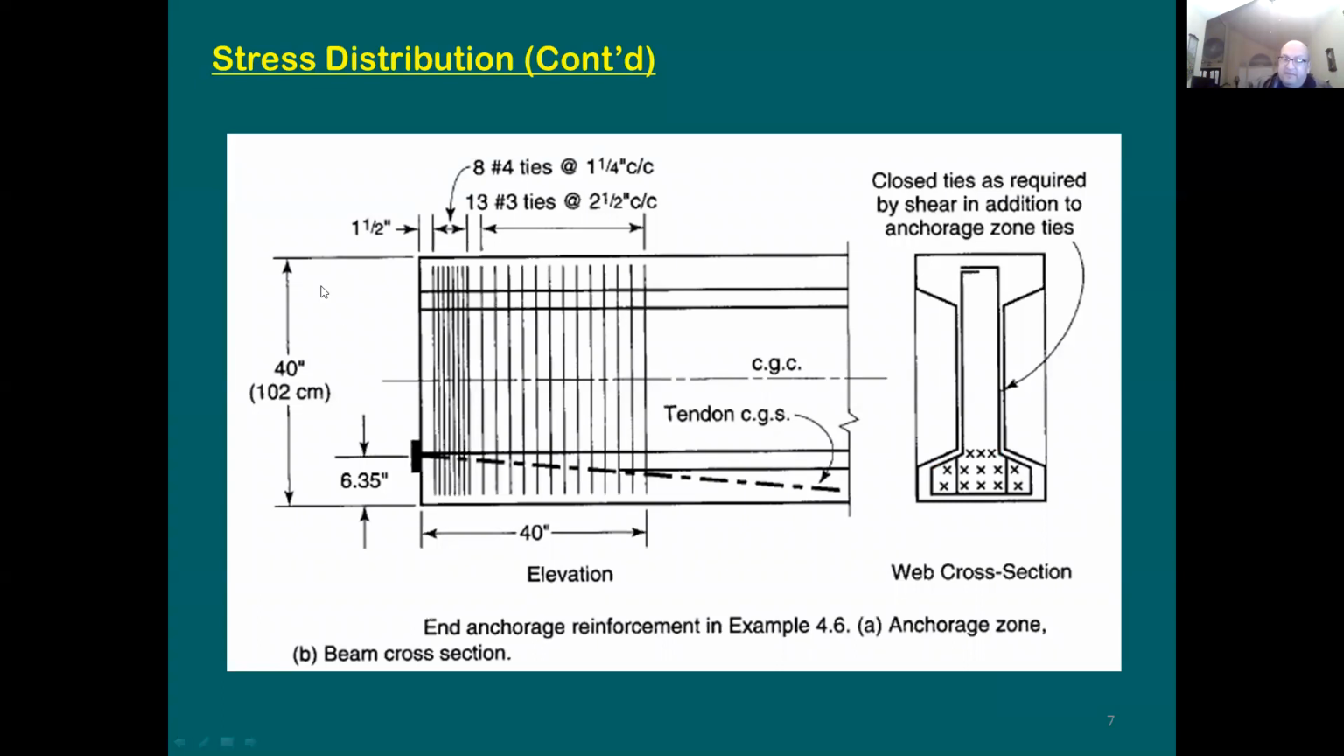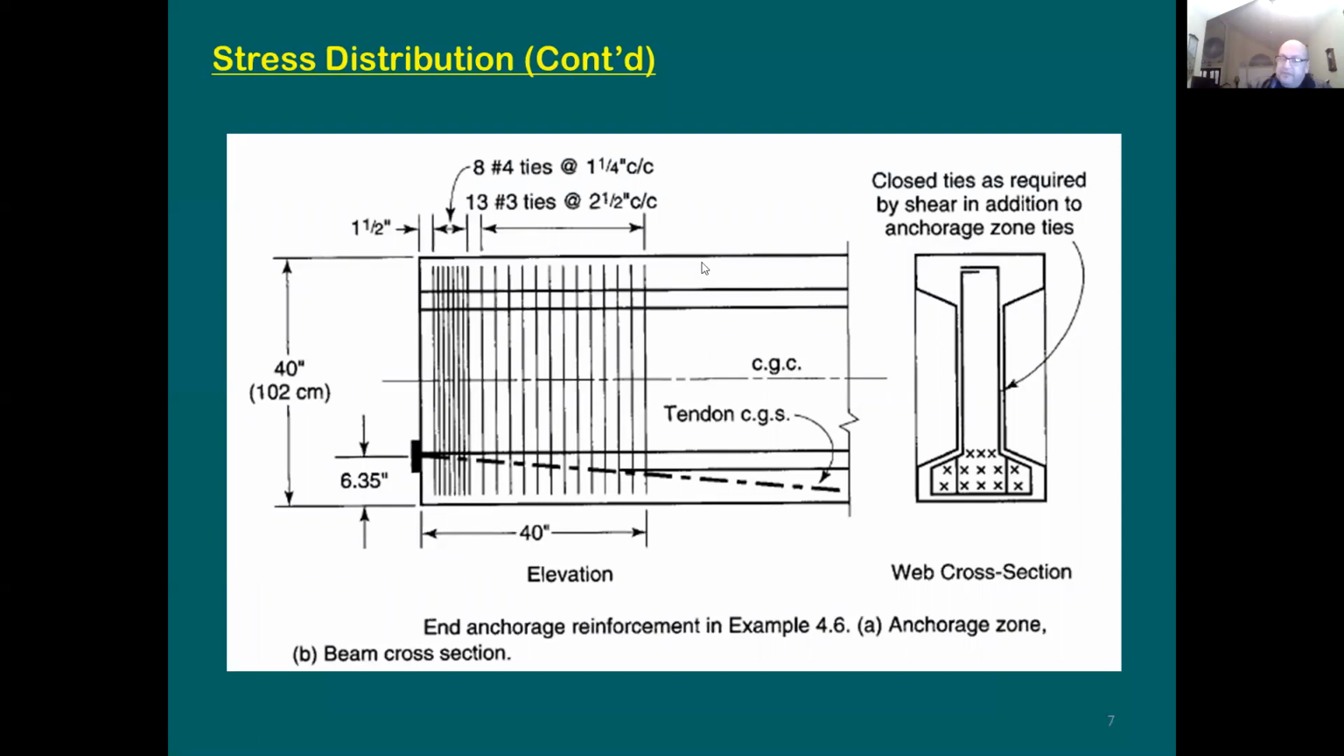And look here at the length. The depth is equal to 40 inches, and the length of the end block is considered here to be 40 inches. And you see, right behind this plate here, you have plenty of ties. And then after this, you have some ties, but not with the same spacing as you see here. This is going to be very closely spaced.